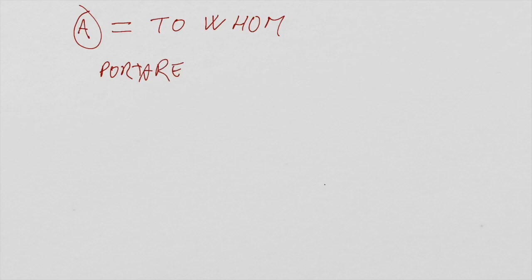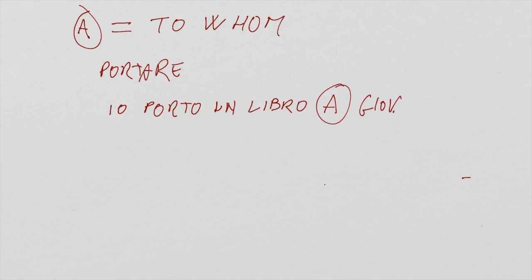So, I bring a book to Giovanni. Io porto un libro a Giovanni. Giovanni is the recipient of the action, the person who received the action. So, io porto un libro a Giovanni.